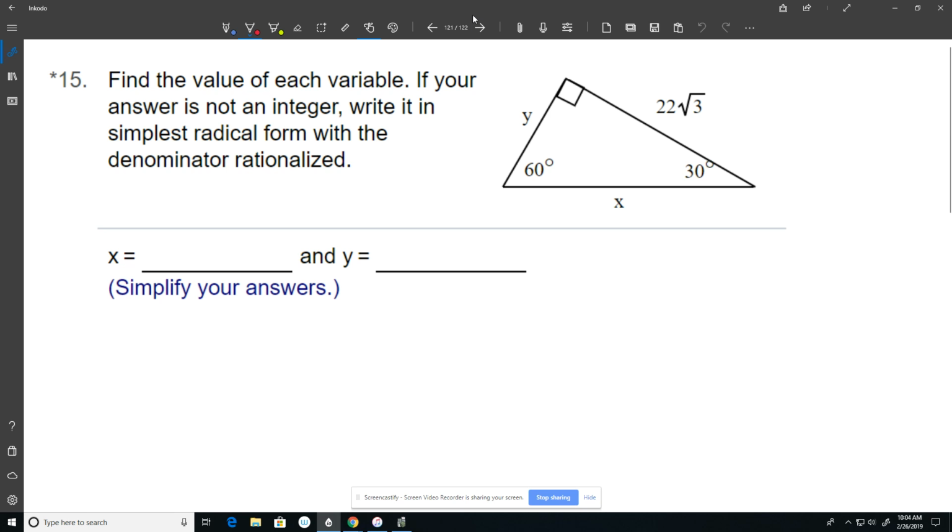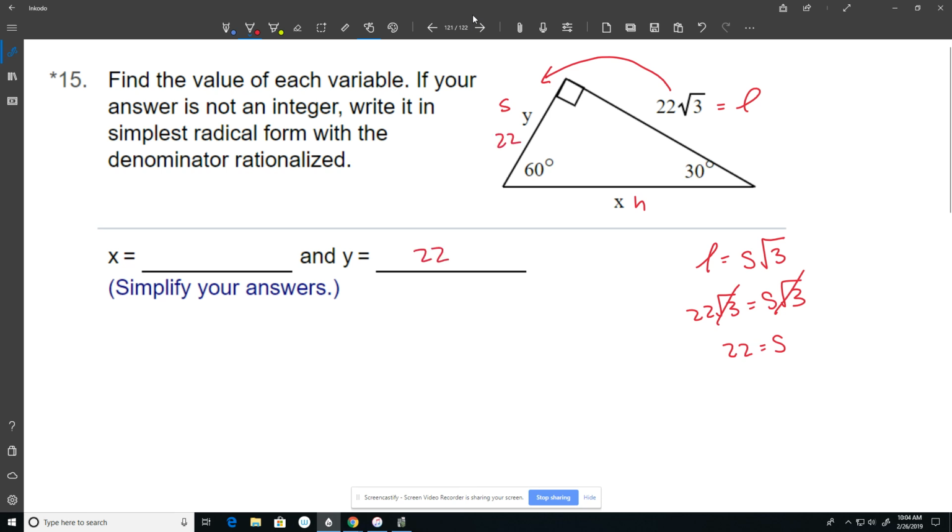And it gives me this, my long side. This one will be my short side. This is my hypotenuse. So to go from my long side to my short side, remember that the long side is equal to my short side times the square root of 3. So if my long side is 22 square root 3, and that is equal to my short side times the square root of 3, the square root of 3 cancels out on both sides, which means all that's left over is 22 for my y.